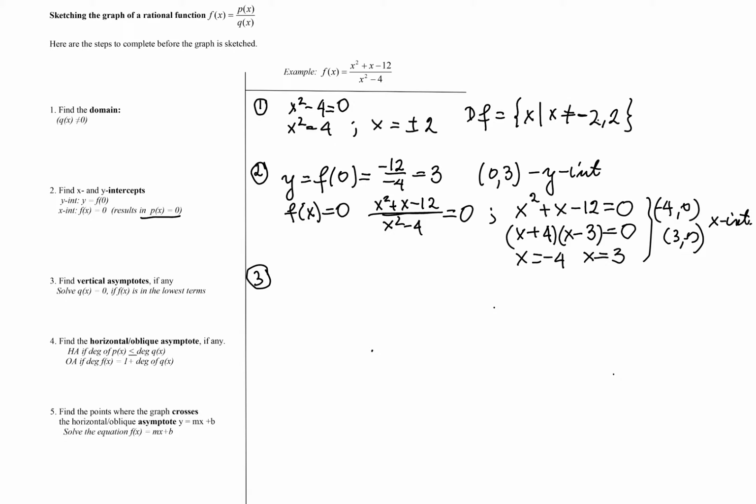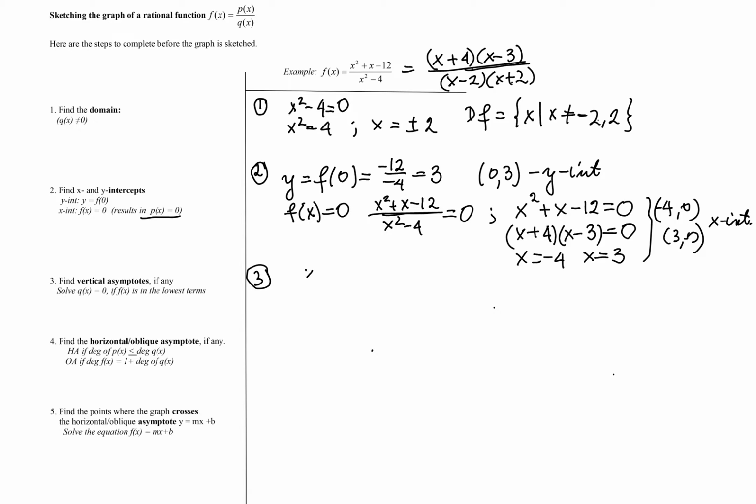Step 3 is to find vertical asymptotes. To find vertical asymptotes, we have to check first whether the function is in the lowest terms. So let me factor the numerator and the denominator. We already know that the numerator factors as (x plus 4) times (x minus 3), and the denominator factors as a difference of squares, (x minus 2) times (x plus 2). You can see that there are no common factors, and therefore our function is already in the lowest terms.